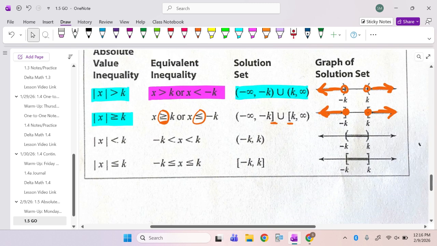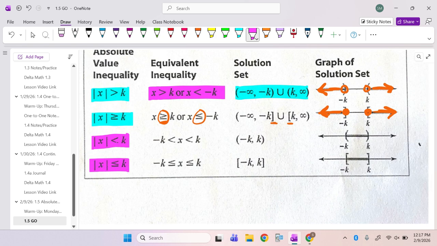Now, on the opposite end, if the absolute value is less than k or less than or equal to k, so it's less than, what did it do if we're looking at the graph? Was it going in opposite directions or was it going in between? In between. It was going in between. So that's when we would write as a compound inequality. X is literally in between the two numbers. So like if we wrote it in interval notation, that's what it would look like.